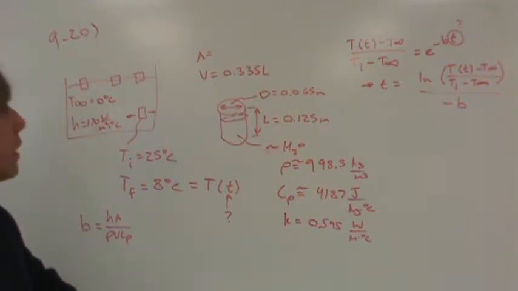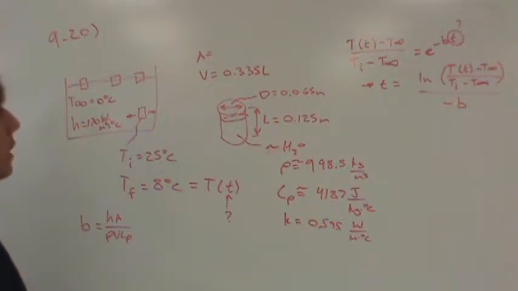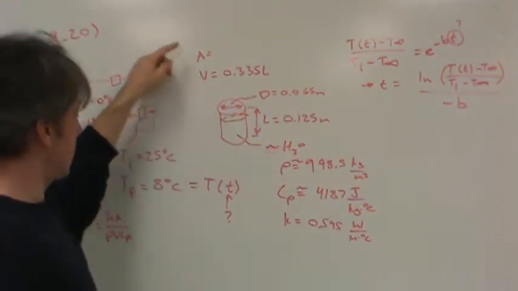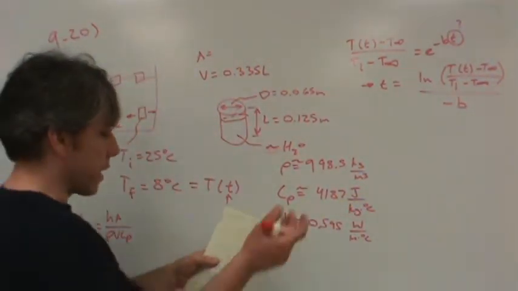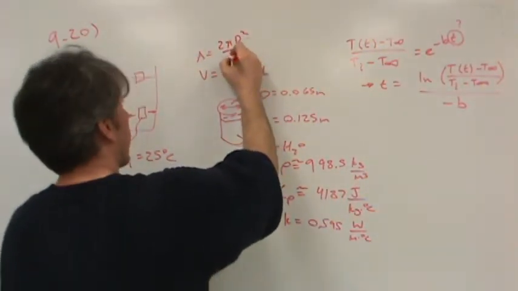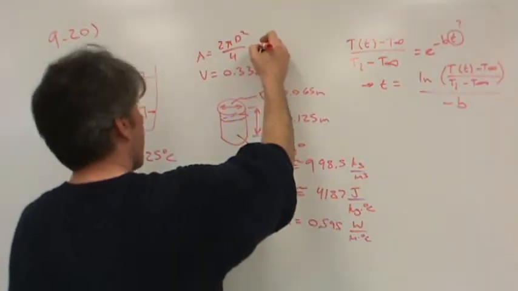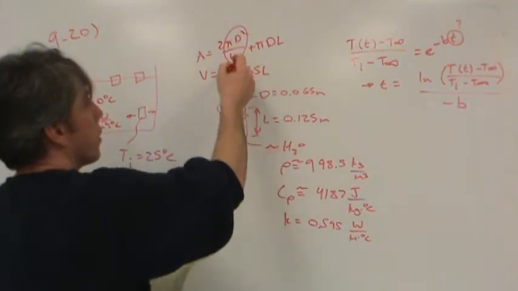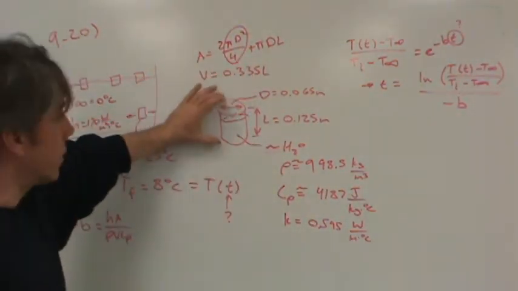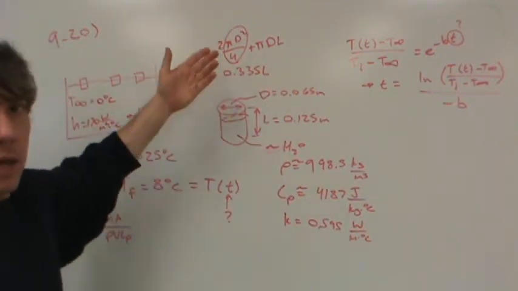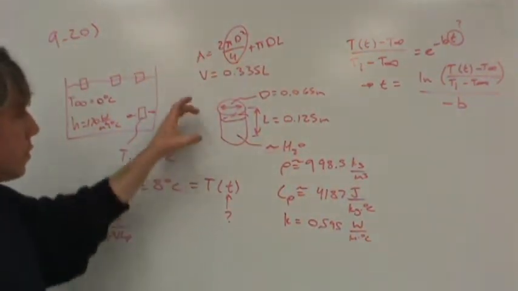Right. Now, you could make a good case for saying, well, heat transfer is occurring across a surface, and that is the area we're going to come up with. In fact, let's write that down. It's just 2 pi d squared over 4 plus pi dl. Pi d squared over 4 is the area of one end. We've got 2 ends, so there's 2 of them. Pi dl is the side surface. So there's the area.